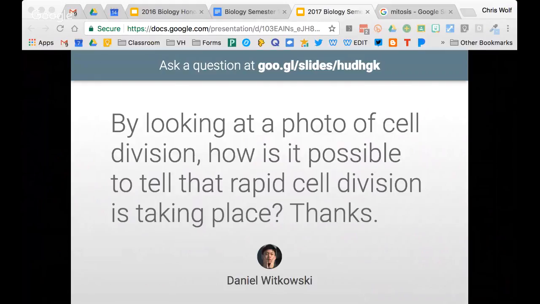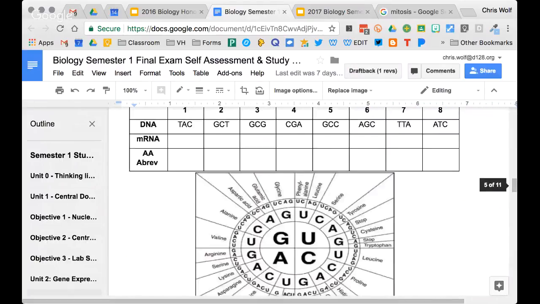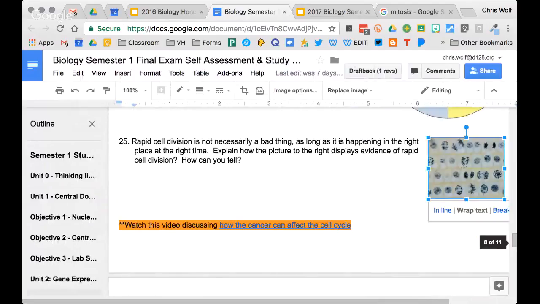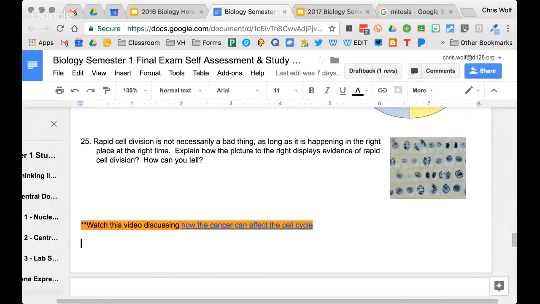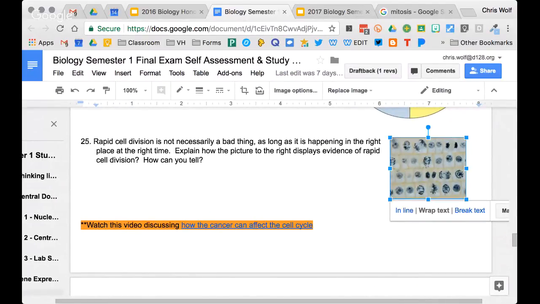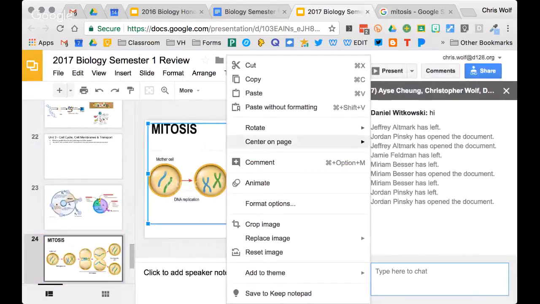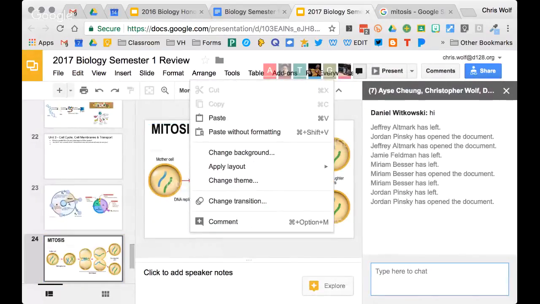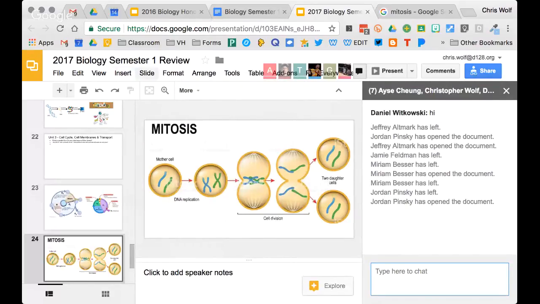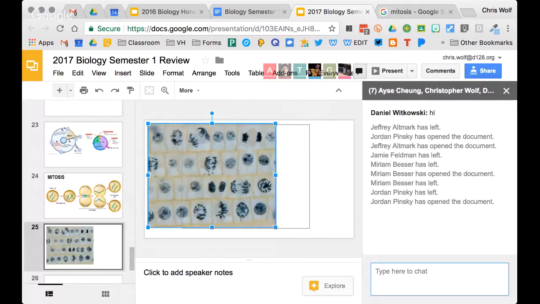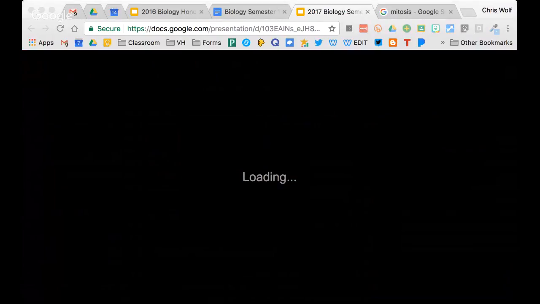So when you look at a photo of cells during cell division, I think this was a picture in the study guide, if I remember correctly. So this picture here. Let's see if I can copy that and put that in the slide deck. Blow that up. And let's view it.